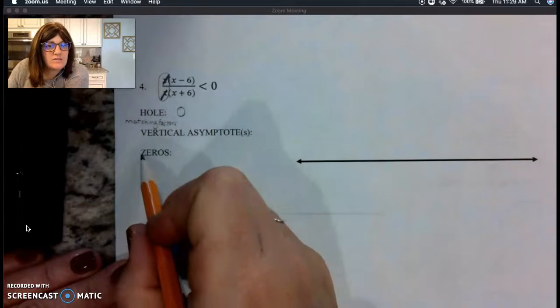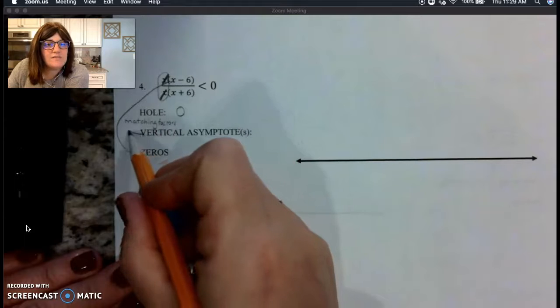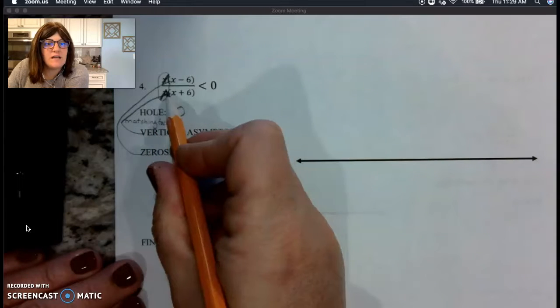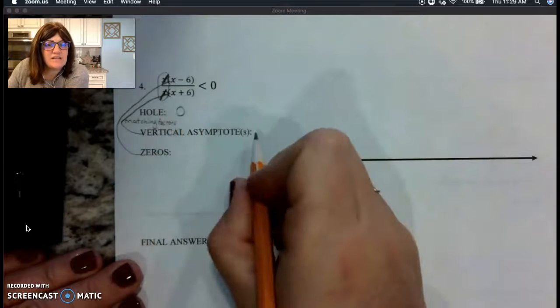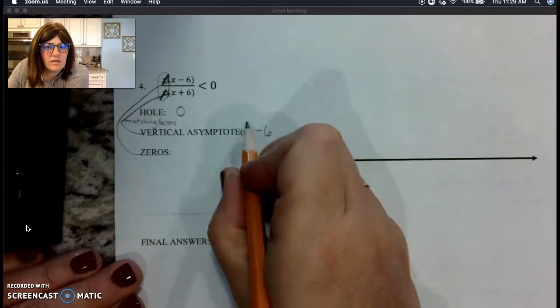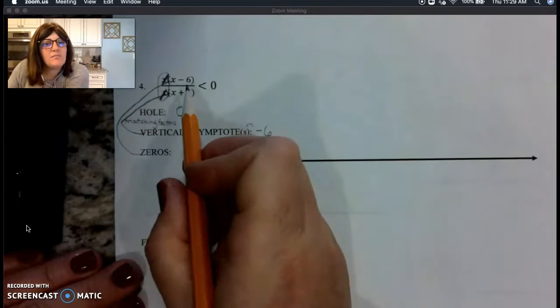All right, the zeros are from the numerator, and the vertical asymptotes are from the denominator. So my vertical asymptote here is at -6, and really it's x equals -6. And my zero is at +6.